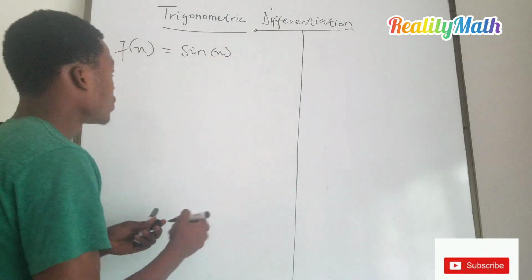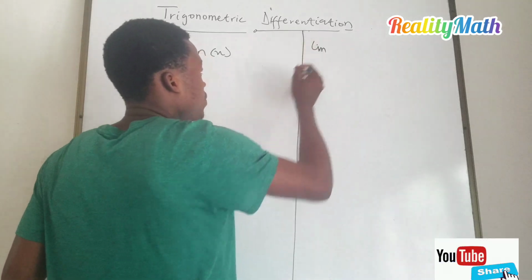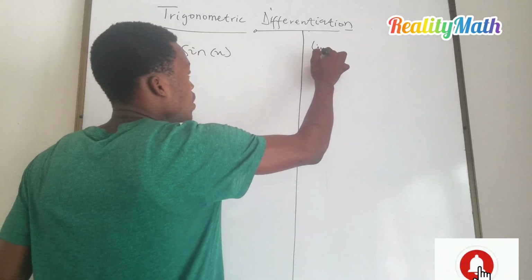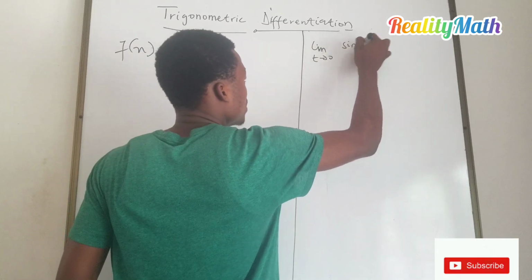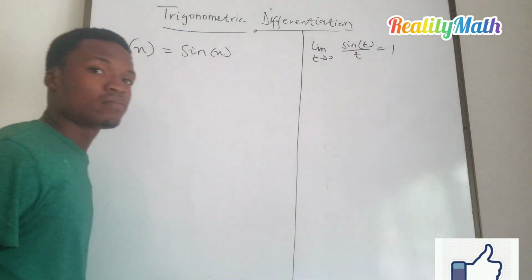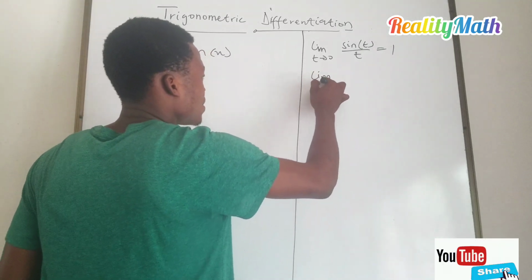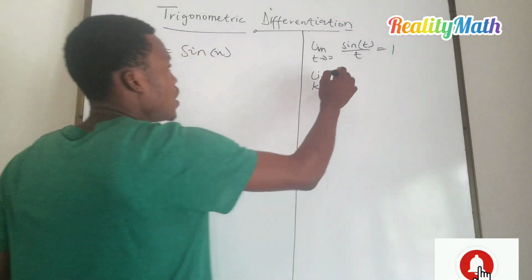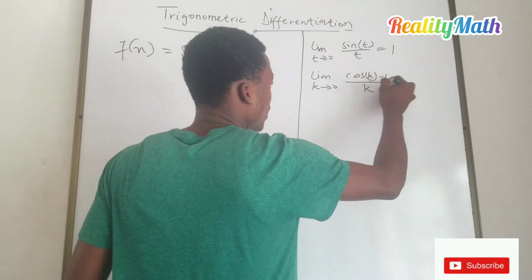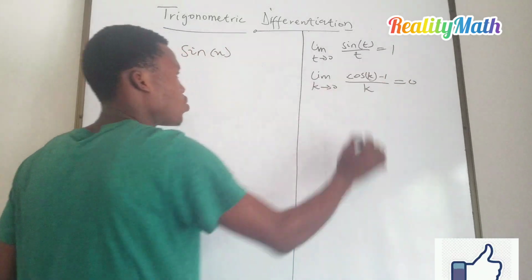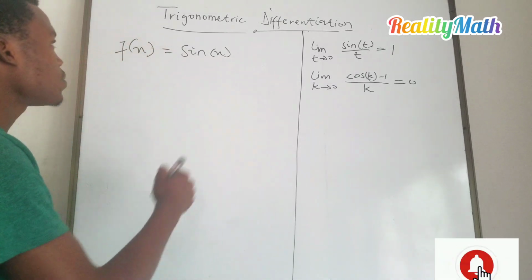The theorems we are going to look at: if we have the limit of a function, maybe t approaching 0, of sine t over t, this is going to give you 1. And when you have the limit as k approaches 0 of cos k minus 1 all over k, this will give you 0. So we are actually going to use them.